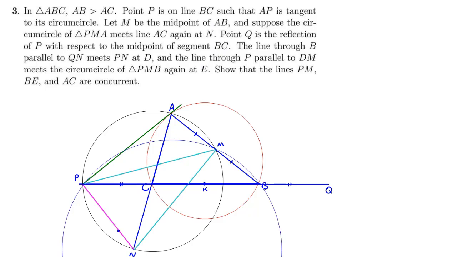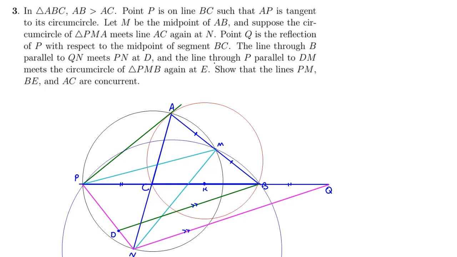We've connected P to MN, and here K is the midpoint. Q is a reflection of P with respect to the midpoint of BC. We consider the midpoint of BC, for example, PK. And then it says the line through B parallel to QN meets PN at D. We draw QN, and we draw a line parallel to QN through B. It meets PN at D.